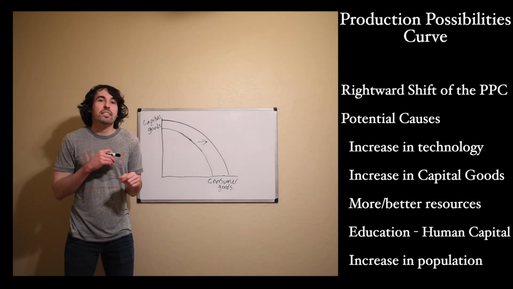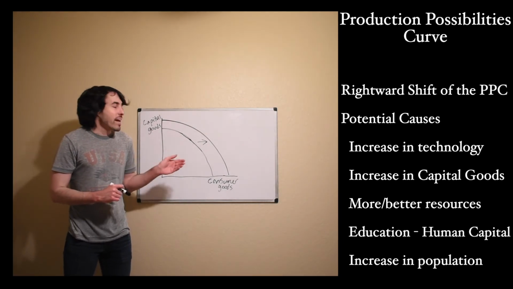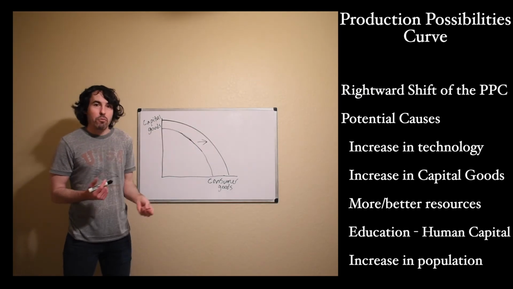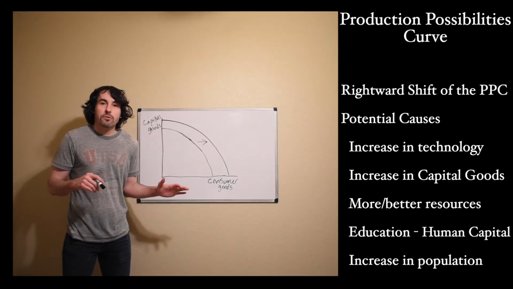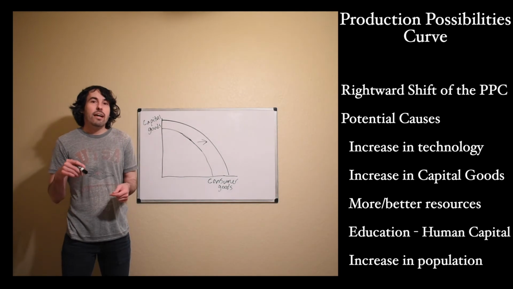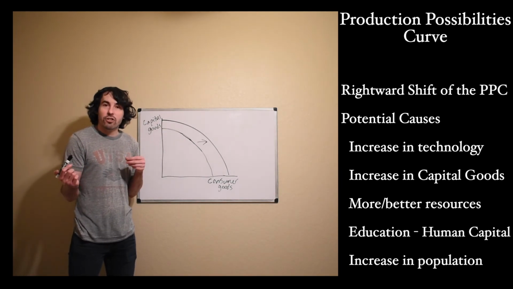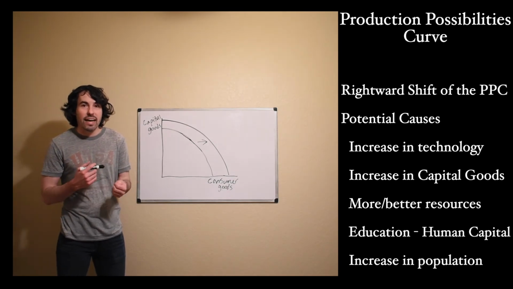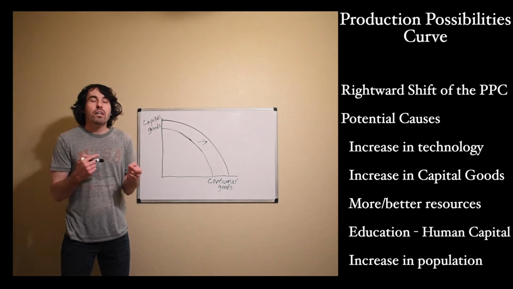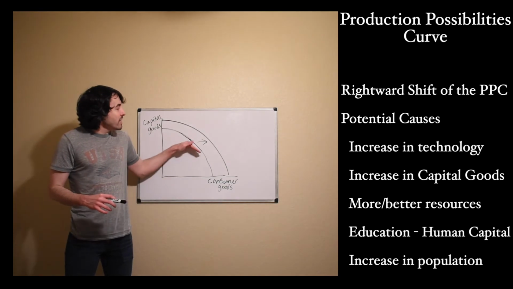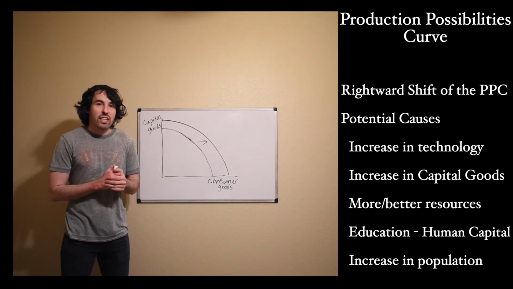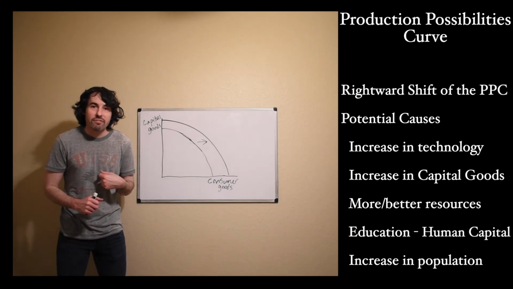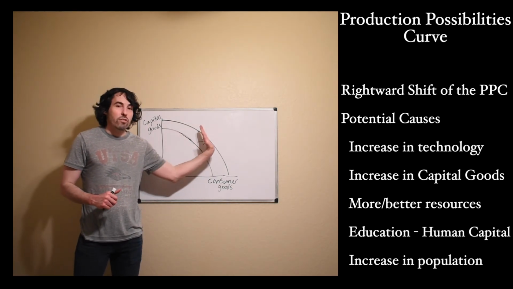There could be an increase in the amount of capital goods. If we have more machines and more factories, then in the future we'll be able to make more stuff. This could also be an increase in human capital. Human capital is education, either college education, high school education, or even tech schools, schools that teach you how to do a job. So if we increase the amount of people getting educated in our society, those people have increased the amount of stuff that they could make in their lifetime, and the production possibility curve will shift outward to the right.